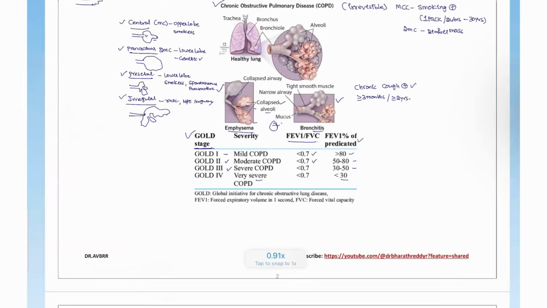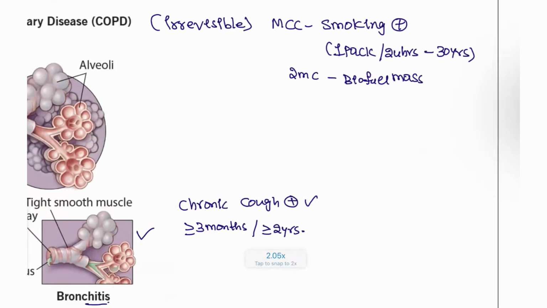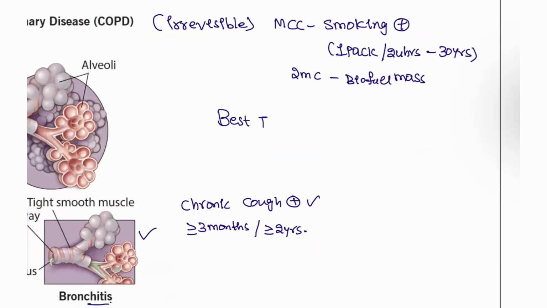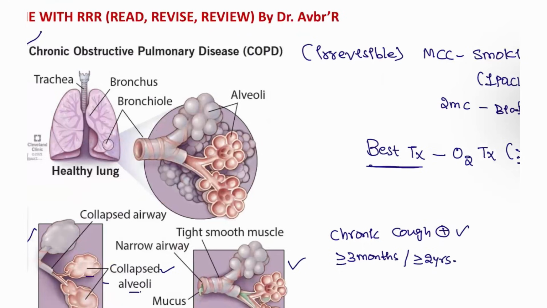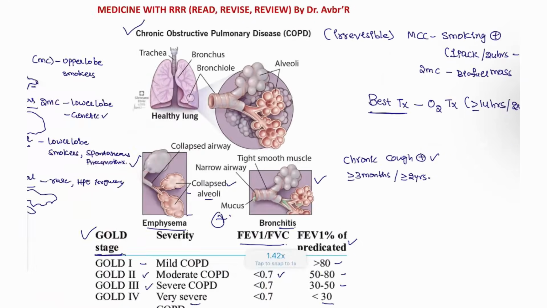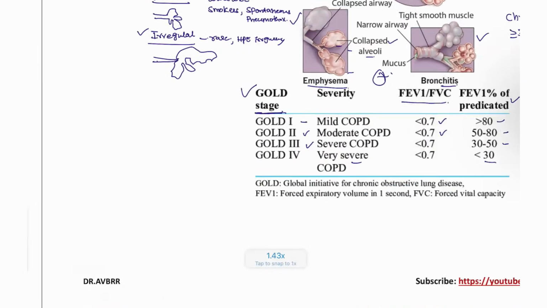Next, there will also be another question. What is the best treatment for this patient? The best treatment will be oxygen. The oxygen therapy should be given for at least more than 14 hours per 24 hours. This is the best treatment that is going to help patients with chronic obstructive pulmonary disease. Next, what about the treatment protocol for this patient?